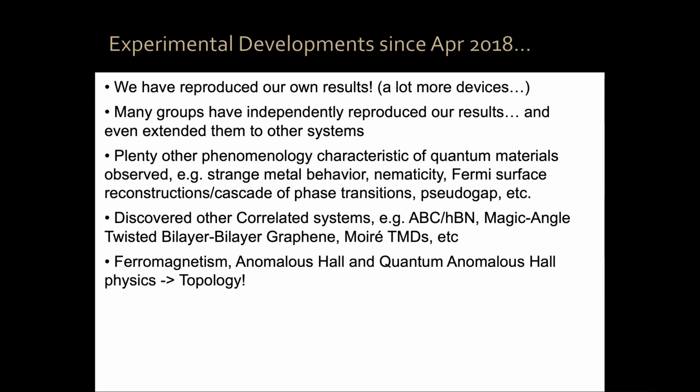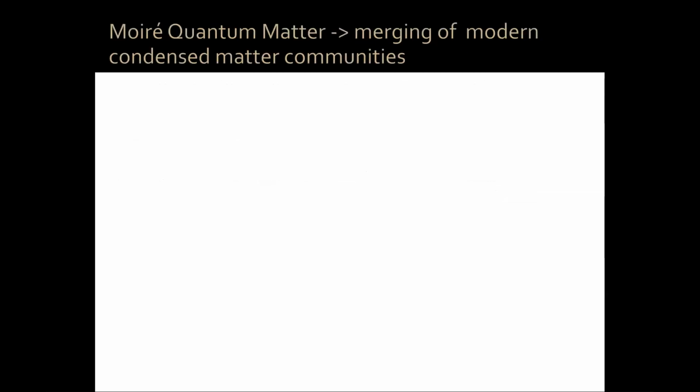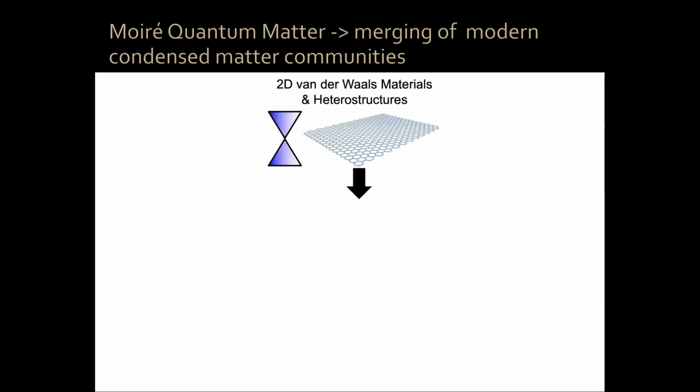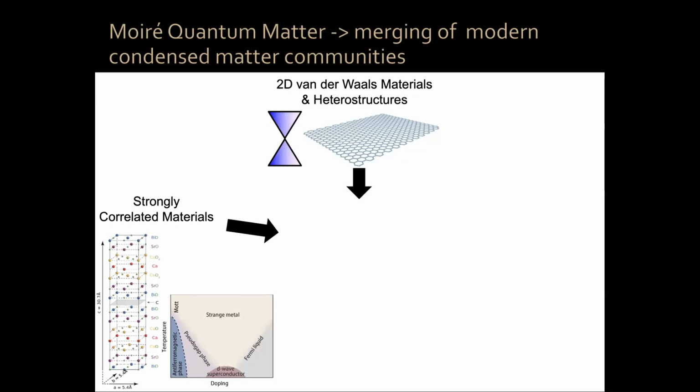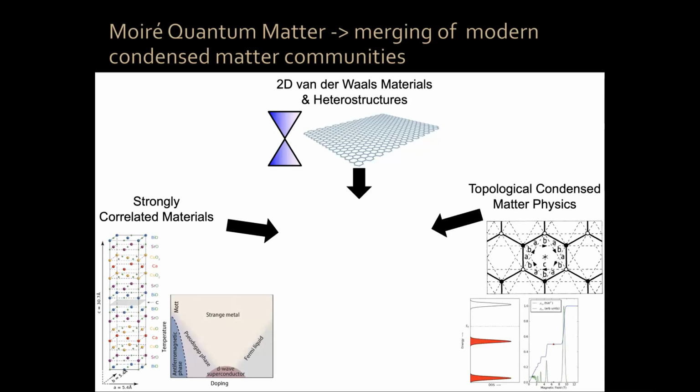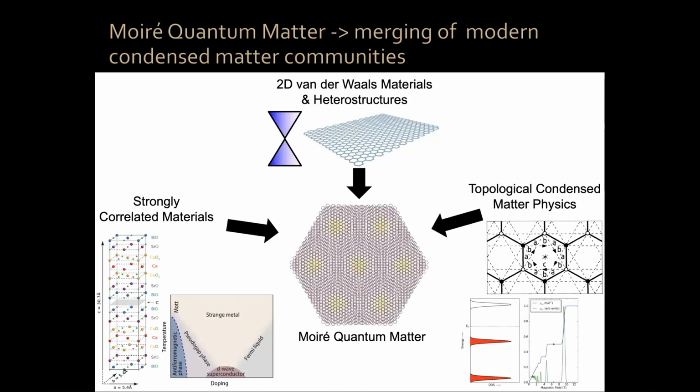A very important discovery was ferromagnetism, anomalous Hall, and even the quantized anomalous Hall effect, which brought the role of topology front and center to this problem. One of the nice things about this field is that it has meant the merging of several condensed matter communities which did not interact that closely before. For example, the community that did 2D van der Waals materials, like myself. The people that work on strongly correlated materials: cuprates, pnictides, heavy fermions, etc. And the people that do topological condensed matter physics: integer and fractional quantum Hall physics, topological insulators, Weyl semimetals. All three come together in this field of Moiré quantum matter, because these structures have pieces of each of these communities. So I get to enjoy talking to many more people now than I used to.